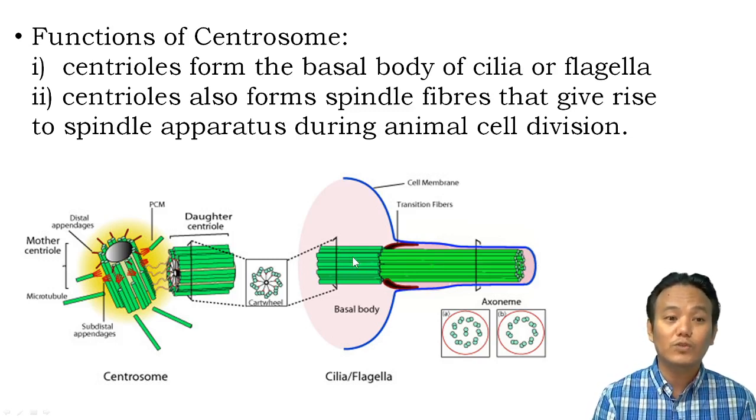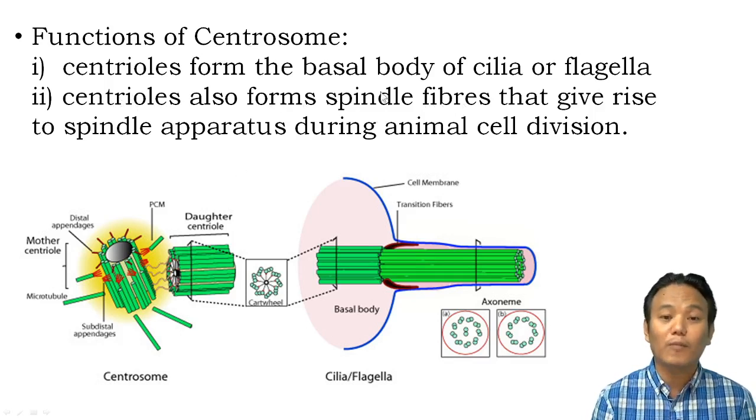They are made up of protein tubulins, and centrioles also form spindle fibers. The centrioles of the centrosomes participate in the formation of spindle fibers that give rise to the spindle apparatus, which happens during cell division.